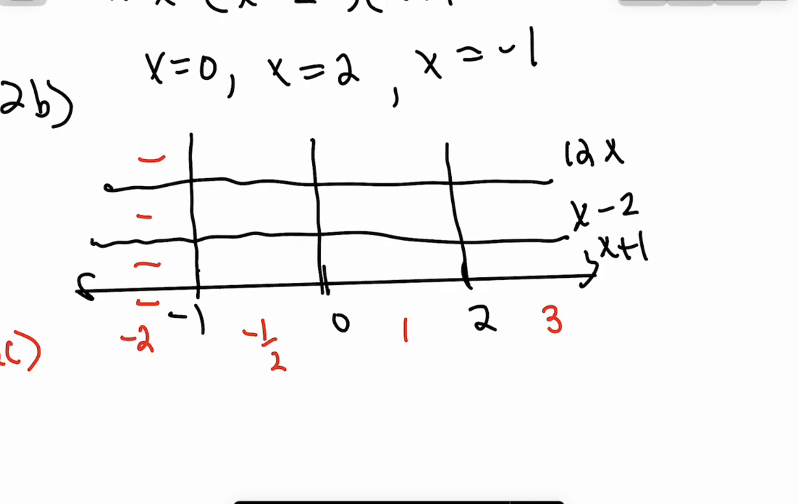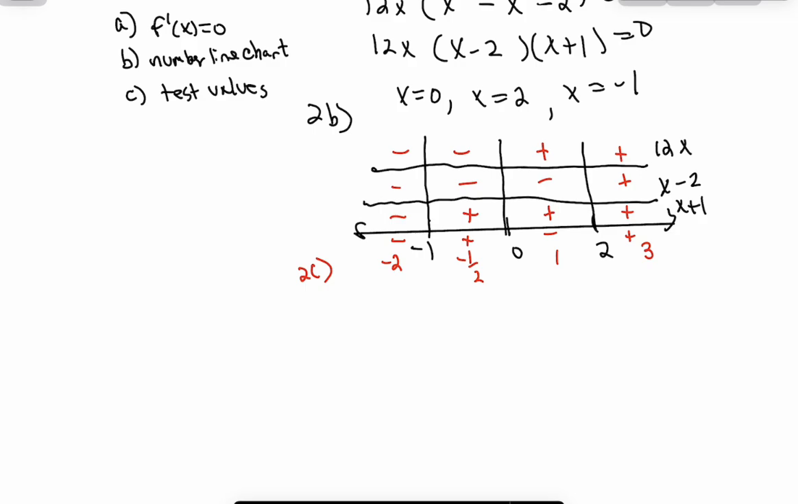Now let's plug in negative 1/2. I get negative 6. I get negative 2.5. I get positive 1/2. 2 negatives multiplied together gives us a positive. Let's plug in 1. Positive, negative, positive. 1 negative gets a negative. If I plug in 3, I get positive, positive, positive, which is a positive. Now that we have done our chart, we have everything listed.